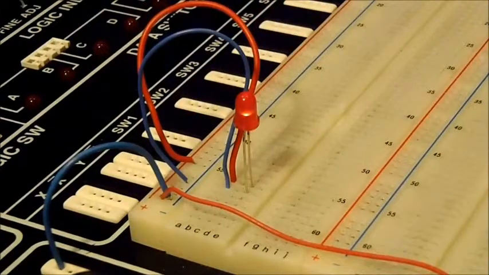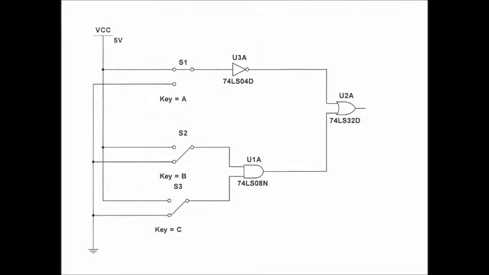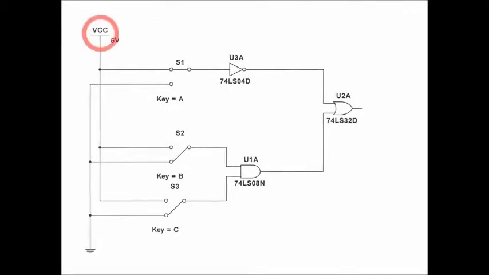Now that you know how the breadboard is connected, we can make a circuit. We'll start out by making this simple circuit. You can see there's a 5-volt power source connected to each of the 3 switches, and a ground connected to each of the 3 switches. Now the first switch, switch A, or switch 1, goes through a NOT gate. Switch 2 and switch 3 are ANDed together, which is then ORed with NOT switch 1.